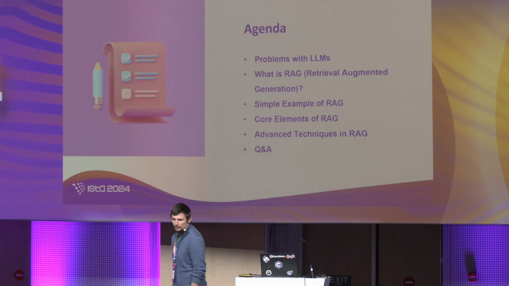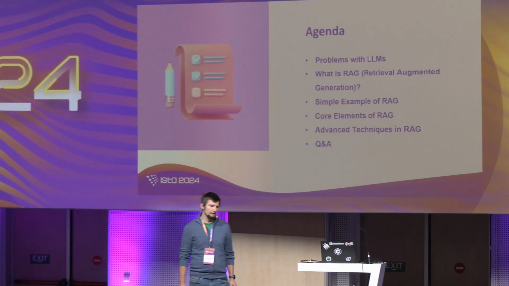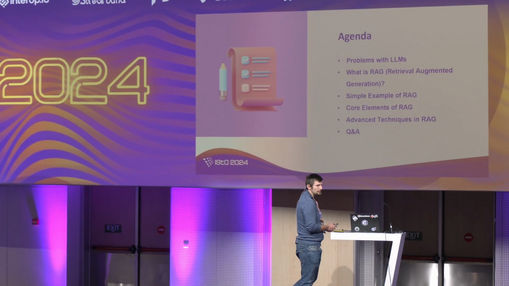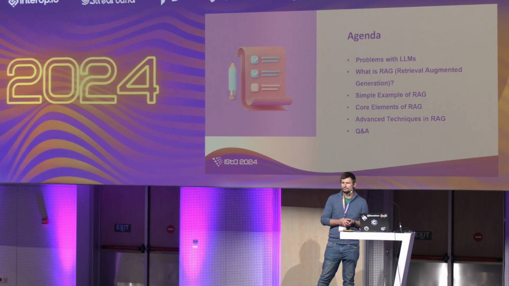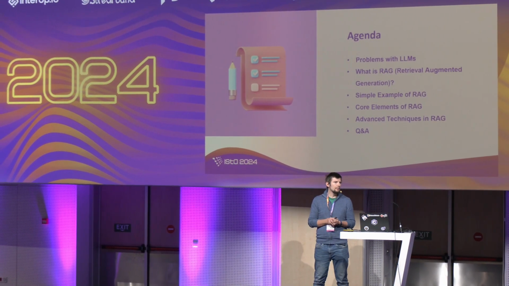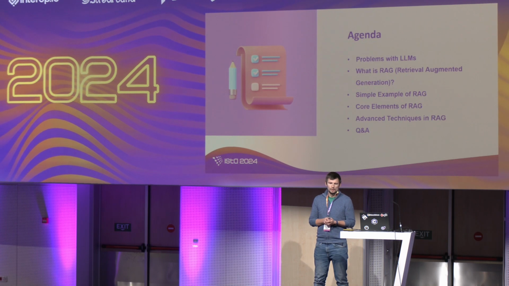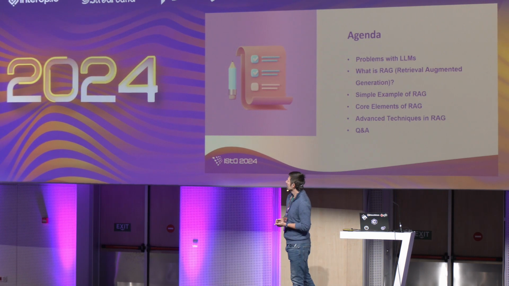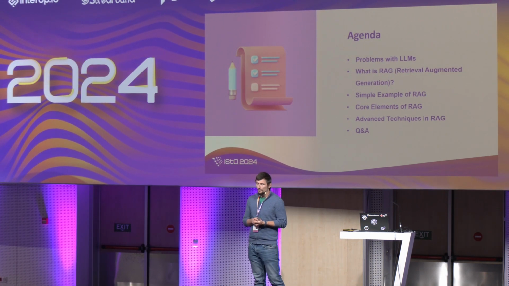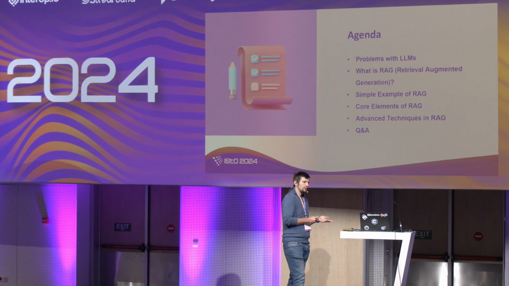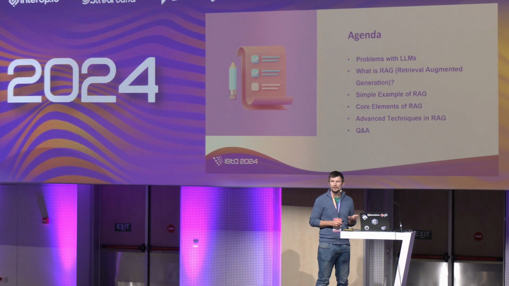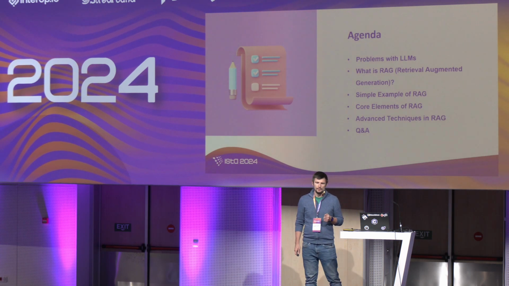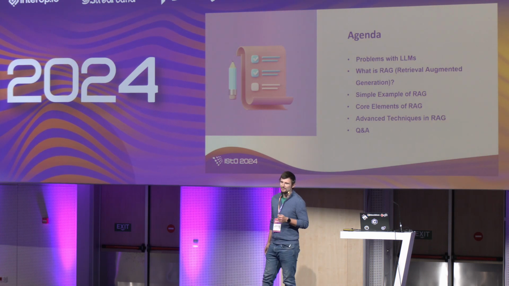Enough about me. Today we'll talk about Retrieval Augmented Generation. We'll talk about how we can fix some of the problems of large language models. We'll then showcase a simple demo using a RAG workflow, and we'll talk about different RAG elements in the typical workflow. We'll briefly mention some advanced techniques on how you can improve your retrieval using vector databases, and I hope we can have some time for Q&A.